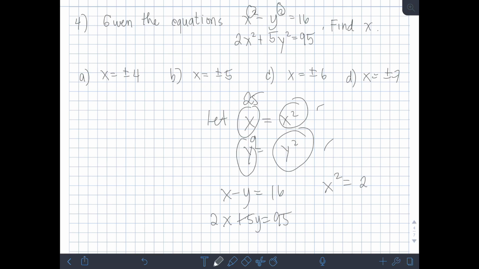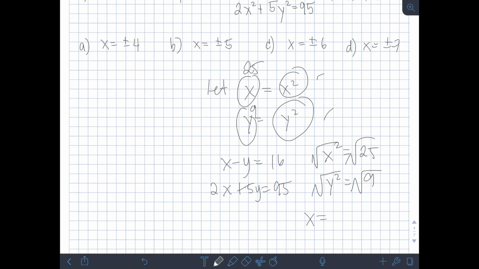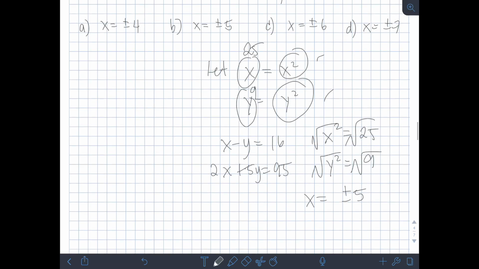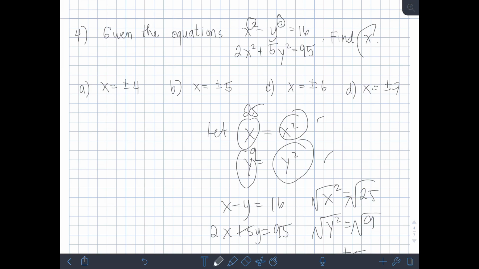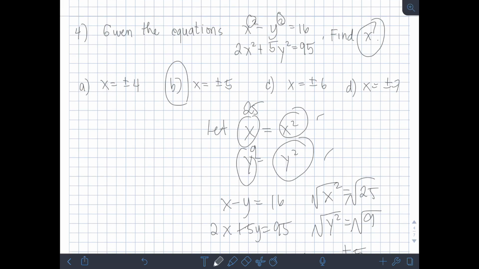X squared is equal to 25 and y squared is equal to 9. Then square root both sides, we have x is equal to square root of 25, which is plus minus 5, and y is square root of 9, which is plus minus 3. So therefore, the answer is binapahanap ay x, so plus minus 5. So the answer is letter B.